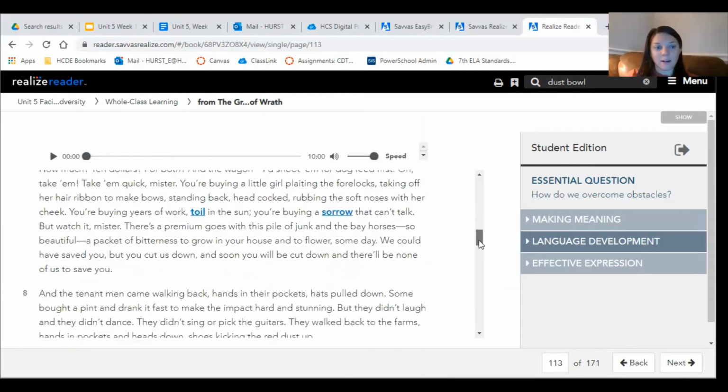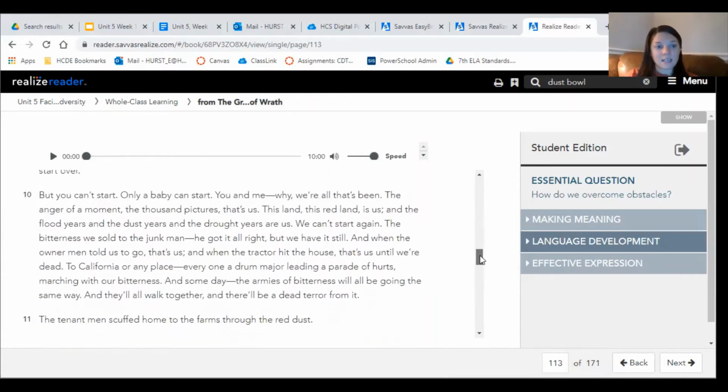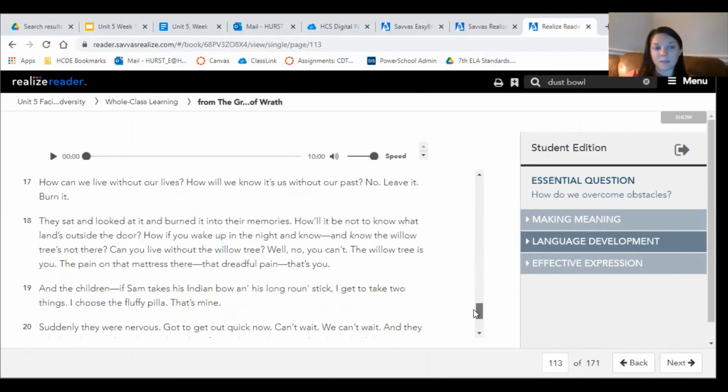Now we're going to look at paragraph 10. What repetition do you notice in this paragraph? What ideas are being emphasized through that repetition? What can you conclude about the narrator by the words he uses and ideas he conveys? The narrator is the person telling the story.